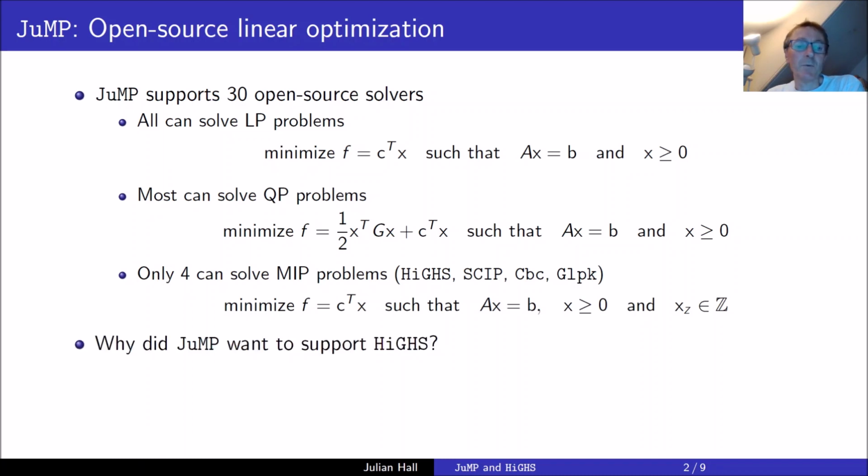So why did JuMP want to support HiGHS? Well, 3 real reasons. First of all is its performance. Secondly, the fact that HiGHS is actively supported. And thirdly, perhaps, HiGHS has a very permissive license.